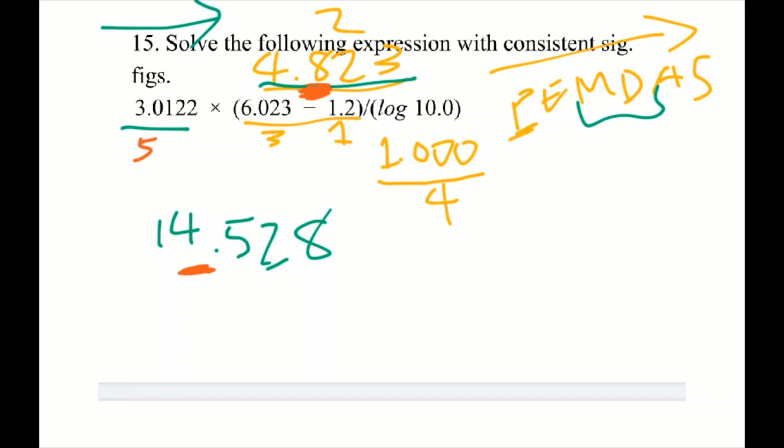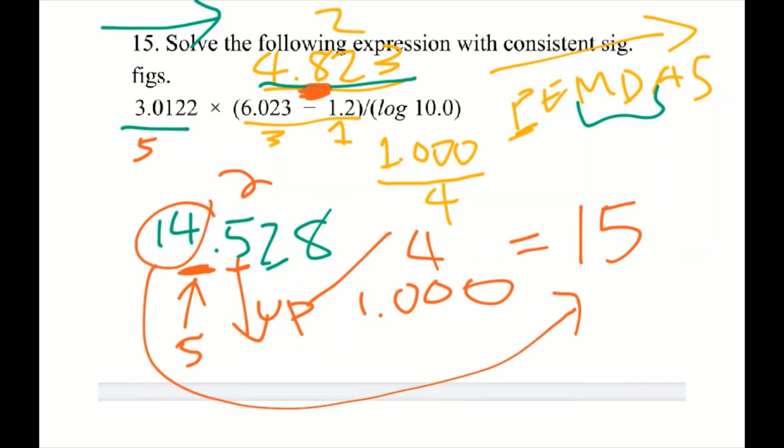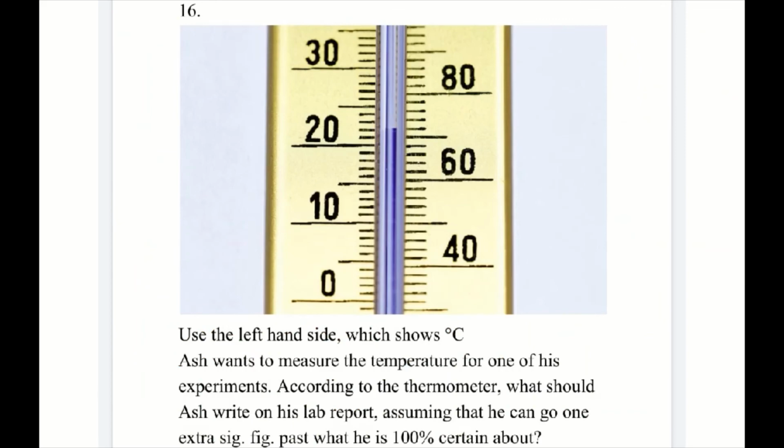So now our last step is to do division, and we have to divide by 1.000. So this has 2 sig figs, this has 4 sig figs, and anything divided by 1 is just the same thing. So our final answer will have 2 sig figs, so it will be 15. And that's because 5 over here rounds up. So this number will be 5 instead of 4, and that's why our answer will be 15. So let's look at the next question now.